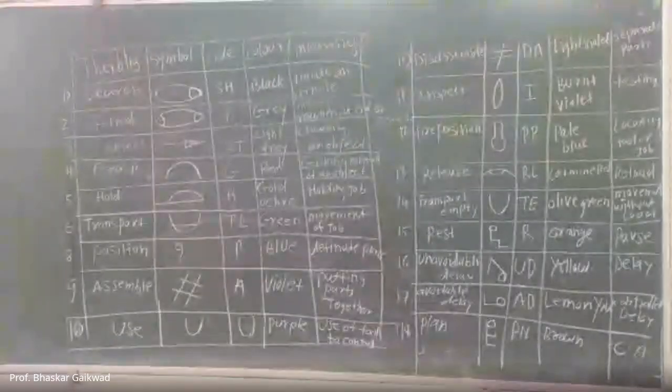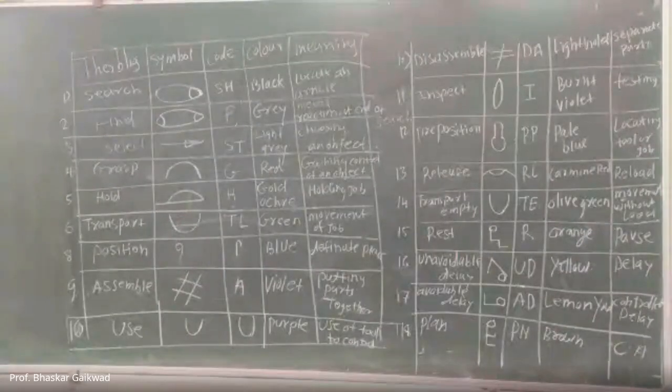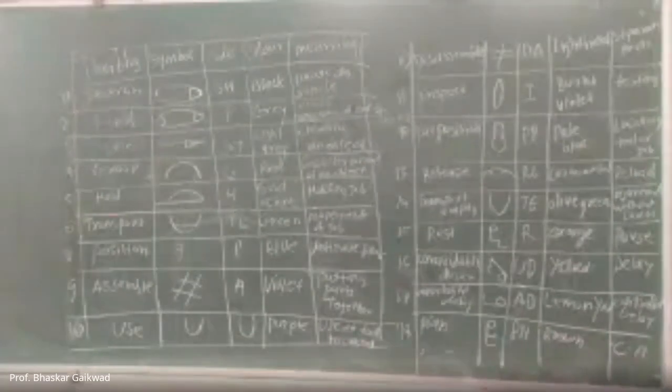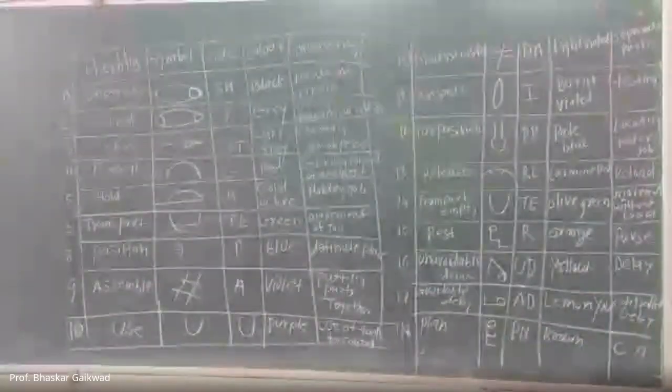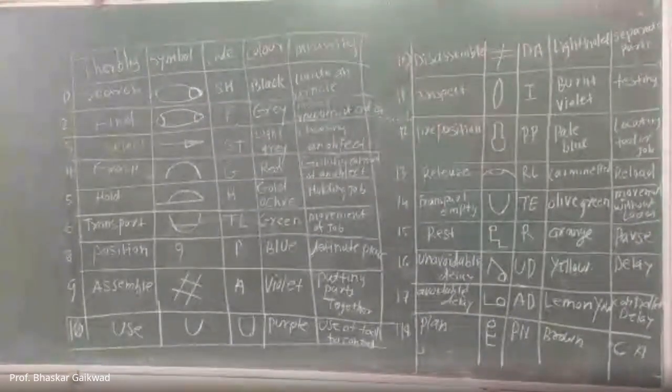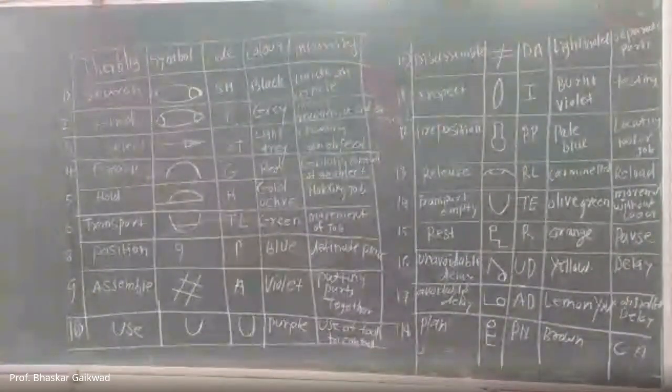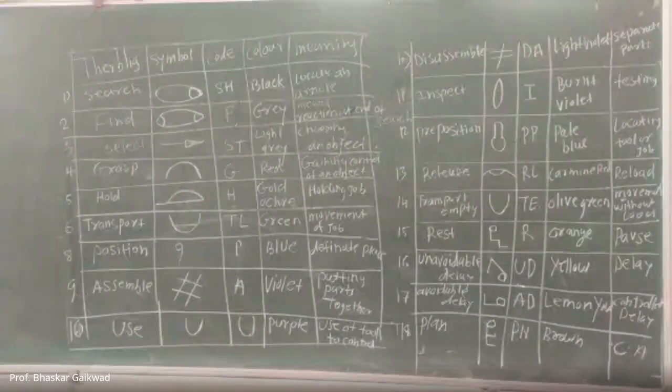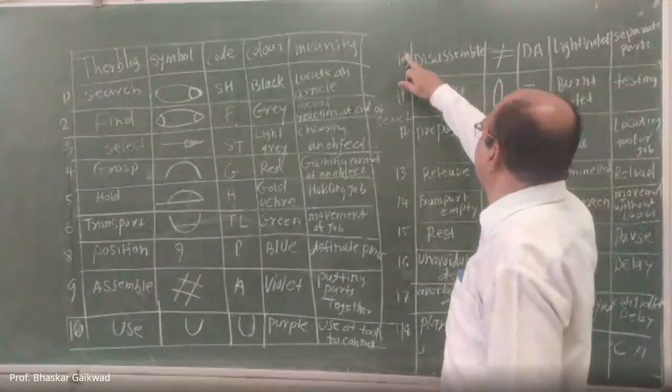Assembly is there. Then the tenth therblig, use. An inverted U is the symbol, with a similar code, and the color is purple. Use of tool or jobs to control. Correct. For this purpose we can use it. Then on the right side, disassembly, with two lines and an oblique line. The code is DA, and the color is light white. Separate the parts. Disassembly means separating the parts.